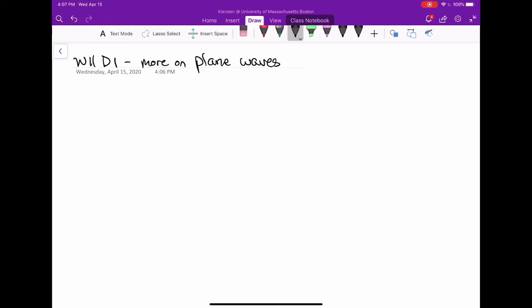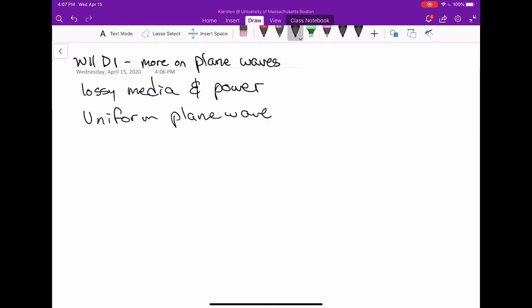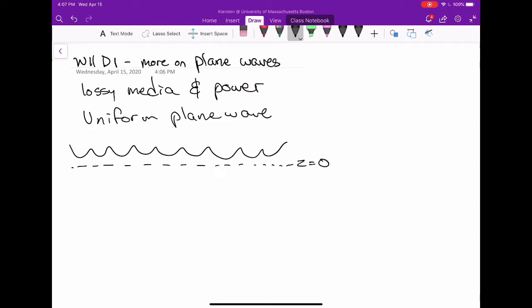We're starting with an example, and the example is about lossy media and power. Here's the problem. A uniform plane wave is traveling in seawater. So we're already under the water, and for the plane wave we're given the magnetic field at z equals 0, and z is increasing downward, so that's the plus z direction.